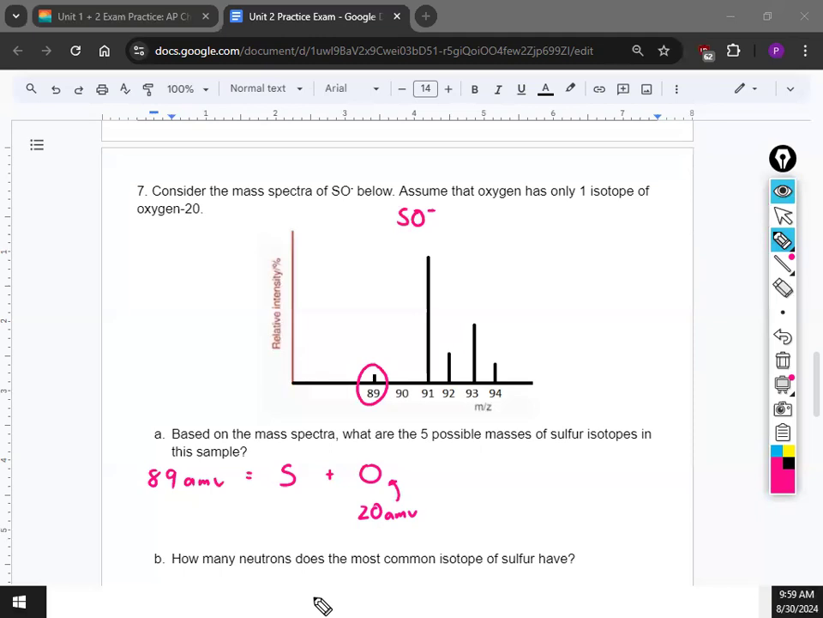Okay, which means it's very easy to find the mass of the sulfur isotope, right? All we have to do is subtract 89 and 20. That means that this column right here, the 89, is made out of oxygen 20 combined with sulfur 69. Nice. Okay, makes sense. Also, that number was not planned. It just happened that way.